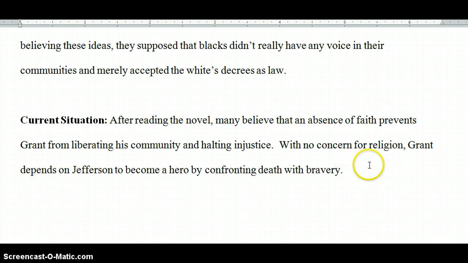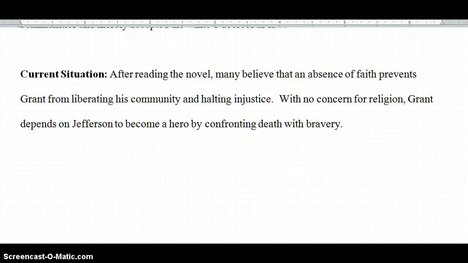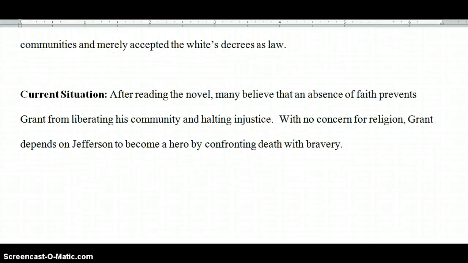Here's another one. After reading the novel, many believe that an absence of faith prevents Grant from liberating his community and holding justice. With no concern for religion, Grant depends on Jefferson to become a hero by confronting death with bravery. Okay, it's pretty good. I don't have the whole paper here to know where it's going, but again, in 2 sentences, we have an idea of what people believe. So those are 3 examples of current situation.